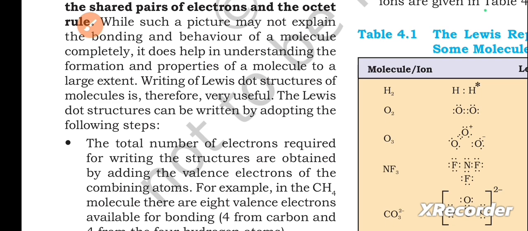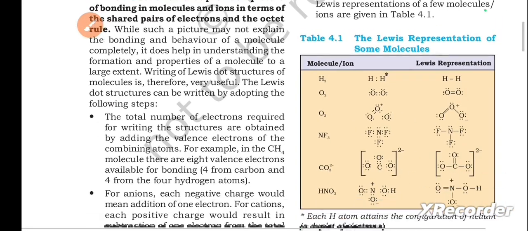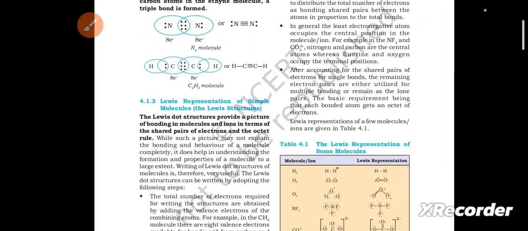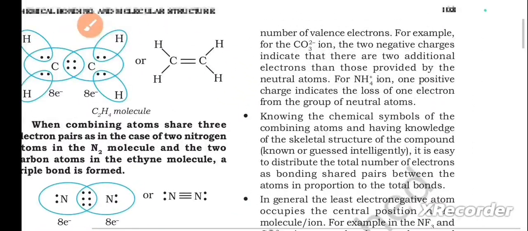The Lewis dot structures can be written by adopting the following steps. First, the total number of electrons required for writing the structures is obtained by adding the valency electrons of the combining atoms. For example, in the CH4 molecule, there are 8 valency electrons available for bonding, 4 from carbon and 4 from the 4 hydrogen atoms. Second, for anions, each negative charge would mean addition of one electron. For cations, each positive charge would result in a subtraction of one electron from the total number of valency electrons.